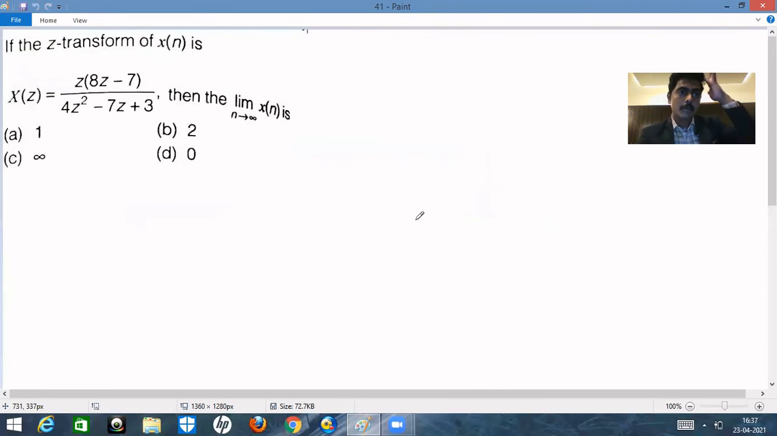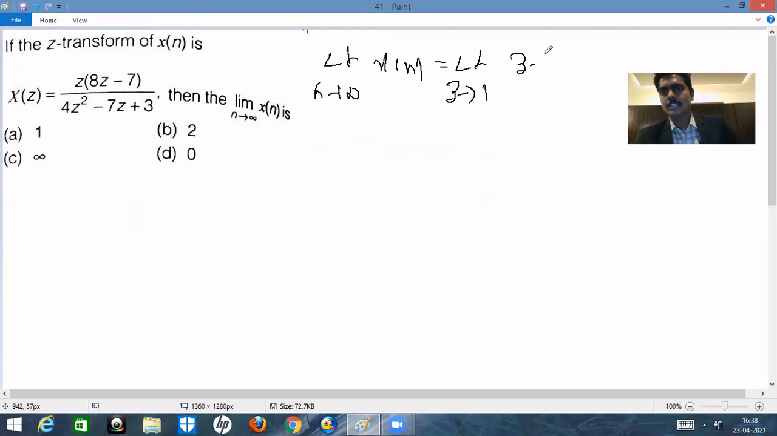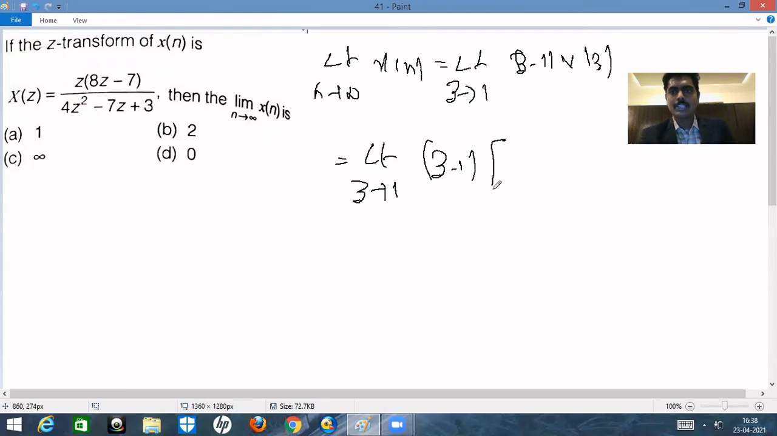Yeah, if you can see the next problem, if the z transform of the function x of n is given as this one, limit n tends to infinity x of n is this. We know that limit n tends to infinity x of n is nothing but the final value theorem. So that is equal to what? Limit z tends to 1 z minus 1 into x of z, isn't it? This we have already discussed in the theoretical concepts. So that is equal to limit z tends to 1 z minus 1 into, what is the function over there? z into 8z minus 7 divided by 4z square minus 7z plus 3, right?